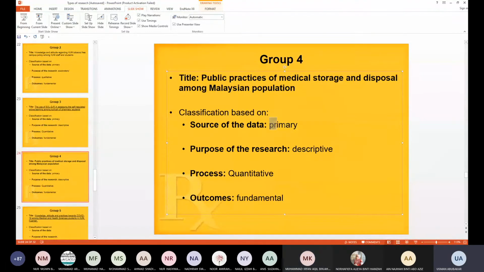Right, so the classification based on the source of the data, is it primary or secondary? Primary. Okay, very good. Is it descriptive, exploratory, or analytical? Descriptive. Descriptive, okay, fine. The process, is it qualitative, quantitative, or mixed method? Qualitative.